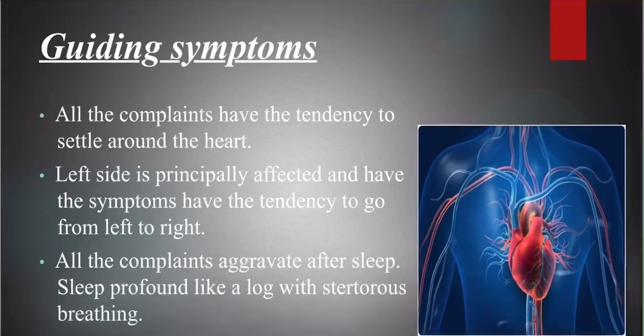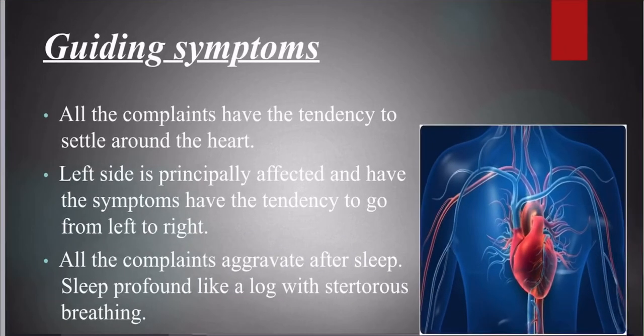Now let us see the guiding symptoms of Naja. All the complaints have the tendency to settle around the heart. As we read, predominantly it acts upon the heart. Left side is principally affected, and the symptoms have the tendency to go from left to right. So here all the symptoms will first begin on the left side, then go to the right, like in all the Ophidia groups, where it is predominantly on the left side.